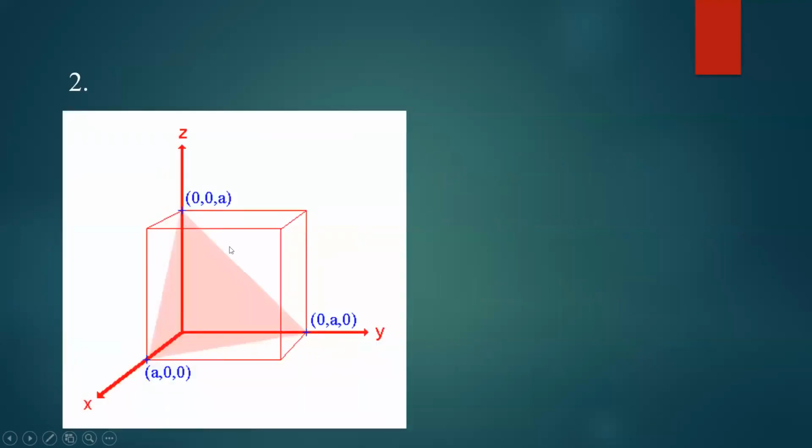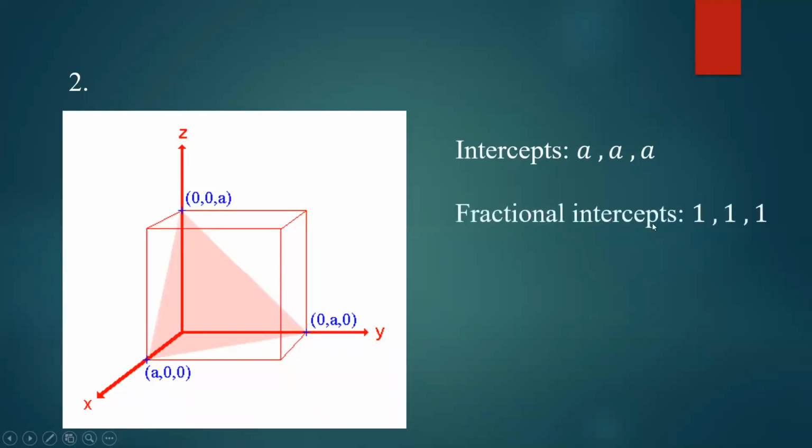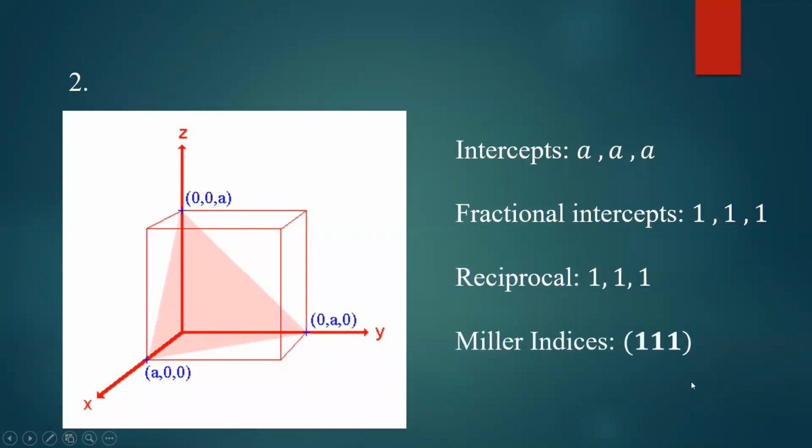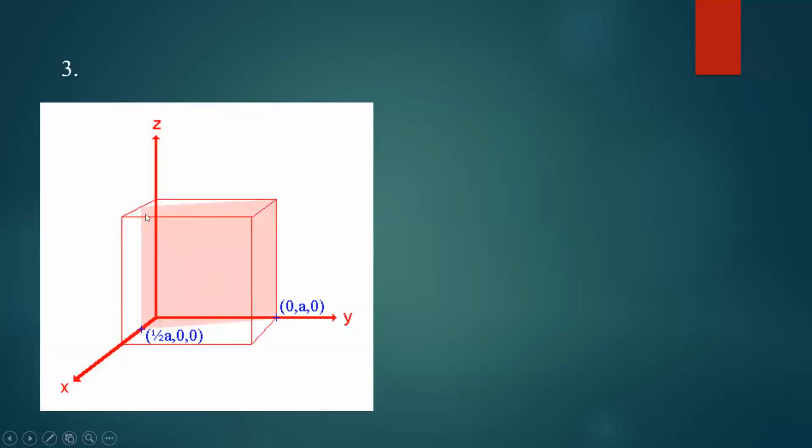Second example I will take. Suppose you take this particular plane, which has the intercept A with respect to the X-axis, with respect to Y the intercept is A, and with respect to Z also the intercept is A. Now the fractional intercepts are 1, 1, 1, because multiples you have to take. Then if you take the reciprocal of these numbers, you will get again 1, 1, 1. So the Miller indices corresponding to this set of planes equal 1, 1, 1. That is how we can find.